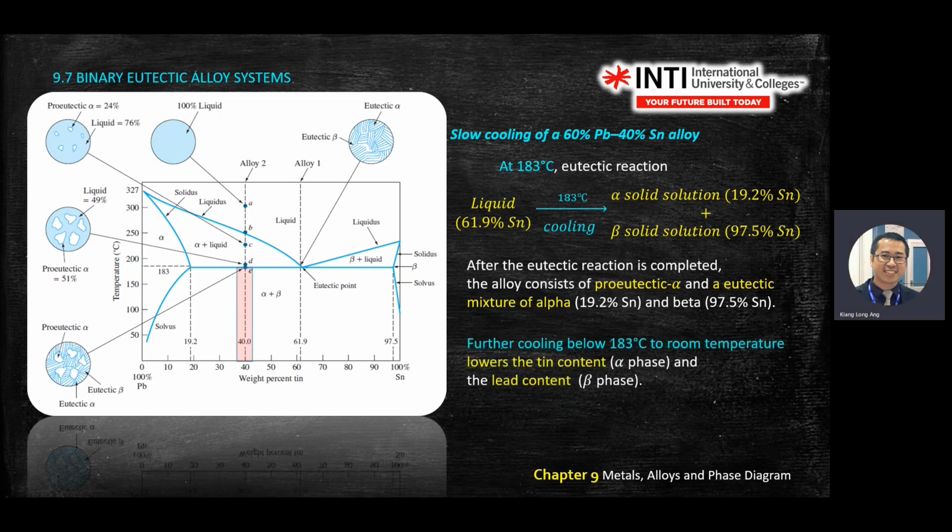So further cooling below. The last two statements are at point E. Then you cool down from 183 to room temperature, and you have a lower alpha phase of the tin and the lead component, beta.